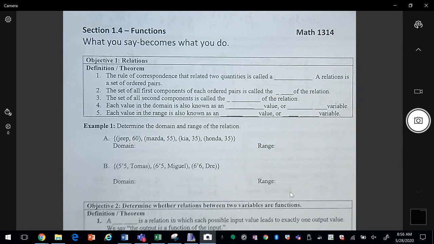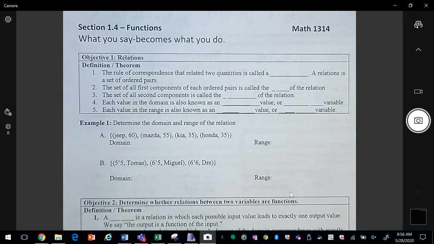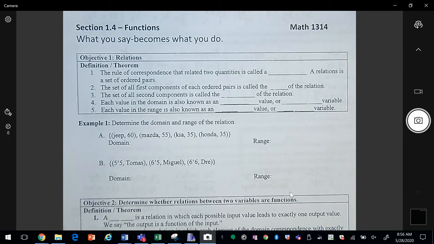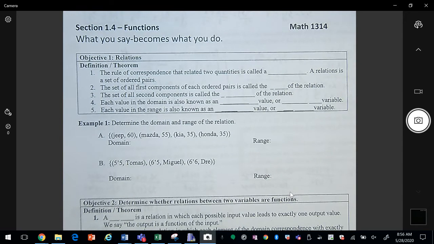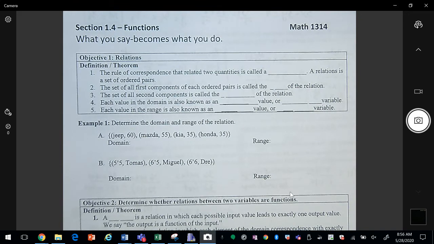Section 1.4 Functions. What you say becomes what you do. In this section we're going to look at functions, and functions play an important role in the entire course. So the first thing we want to look at is what is a function.